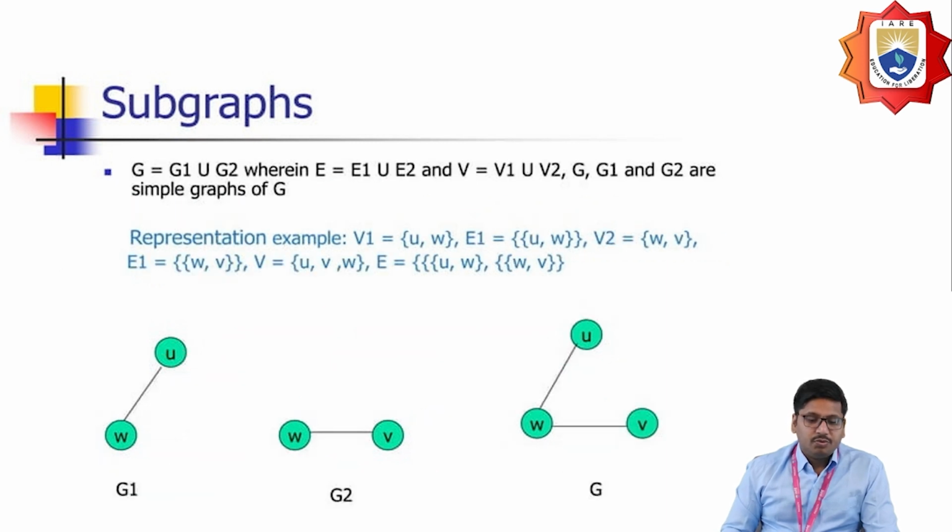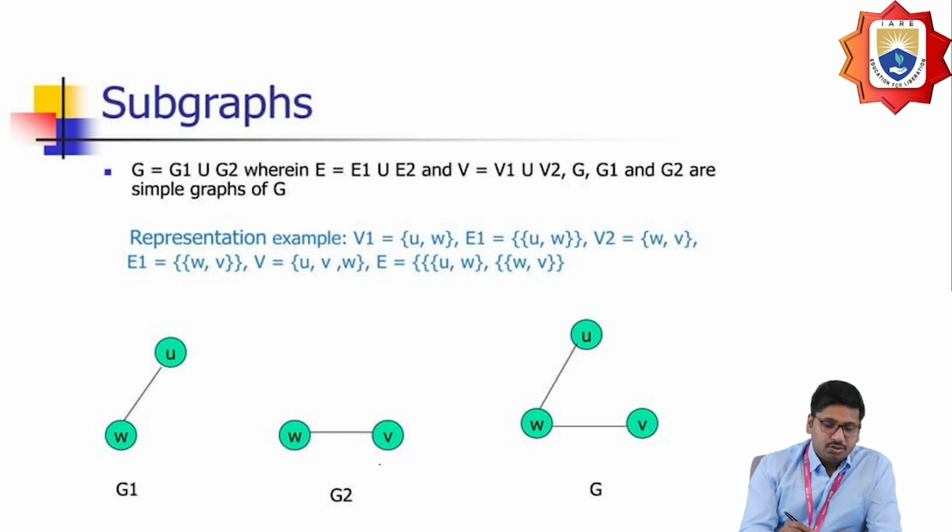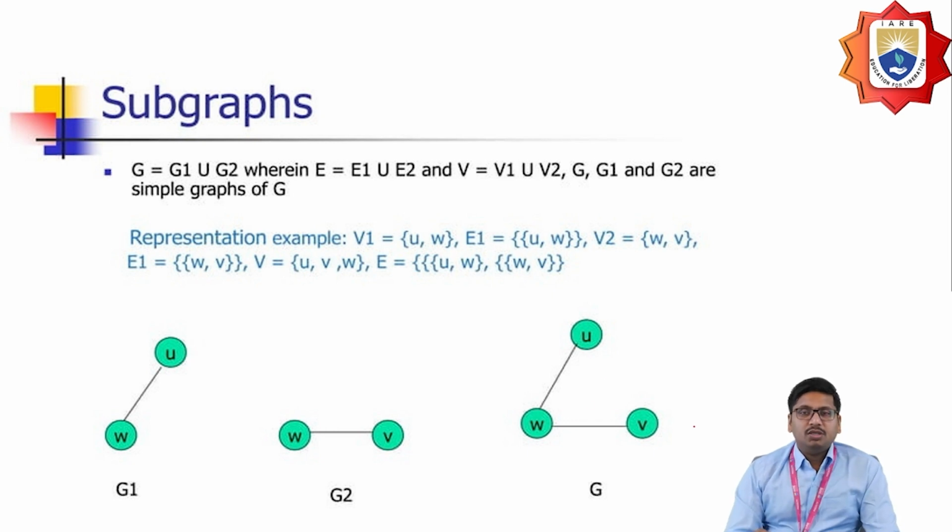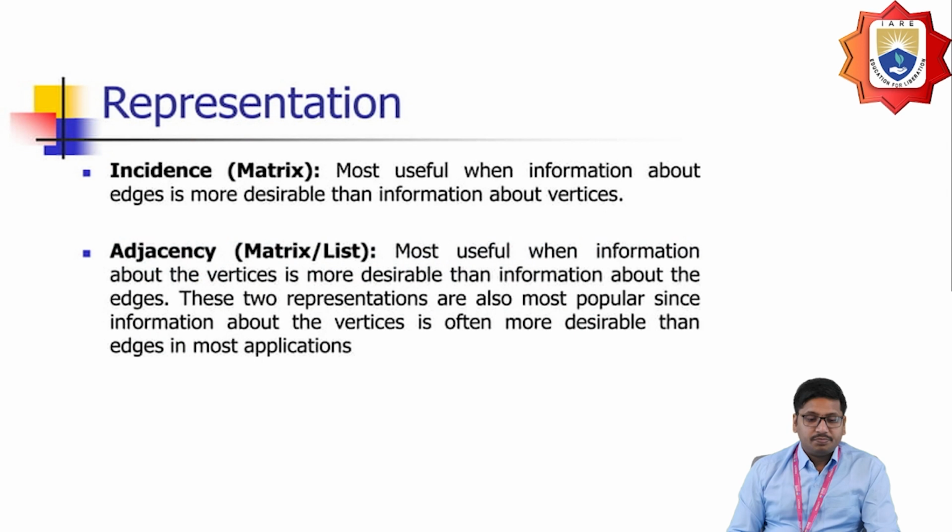So consider the graphs G1 and G2, where E equals E1 union E2, and V equals V1 union V2, and here G1, G2, G3 are simple graphs of the graph. So when I consider a vertex graph, U, W, V, and then UWV, everything should be a subgraph of the given graph.